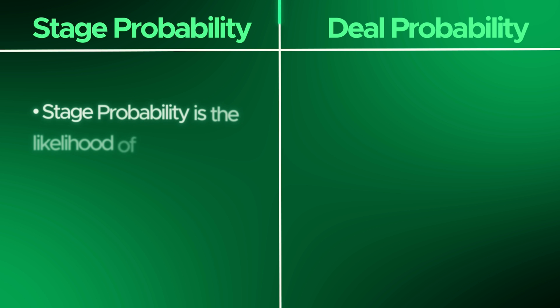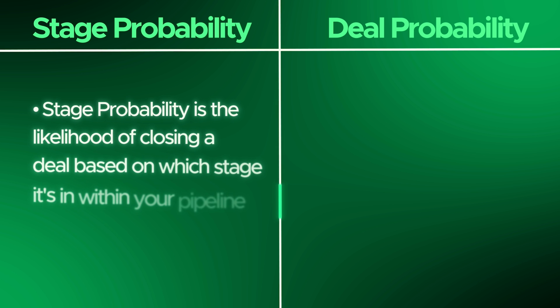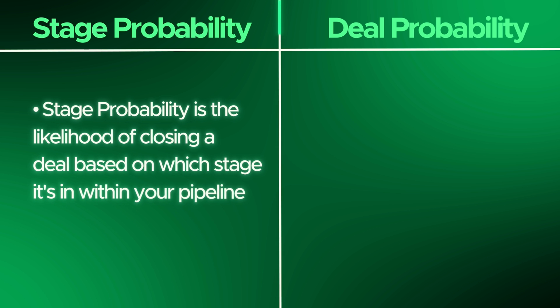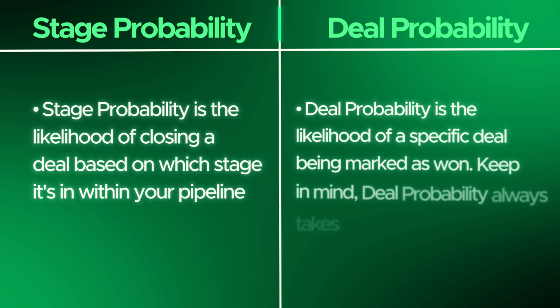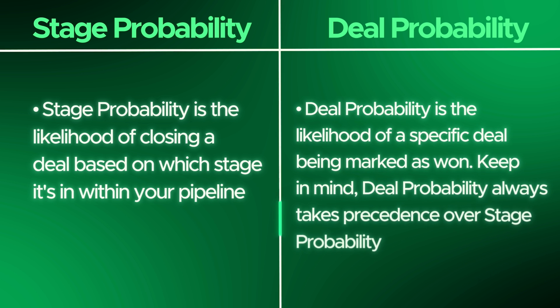There are two types of probability you can work with: stage probability and deal probability. Stage probability is the likelihood of closing a deal based on which stage it's in within your pipeline. Deal probability is the likelihood of a specific deal being marked as won. Keep in mind, deal probability always takes precedence over stage probability.